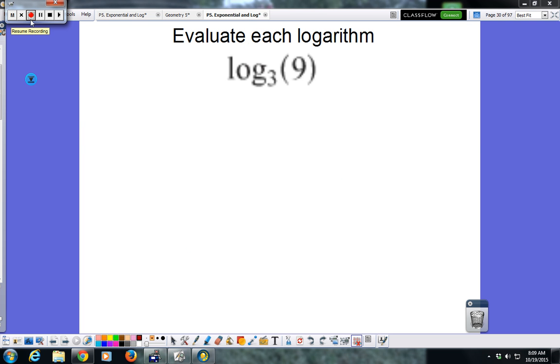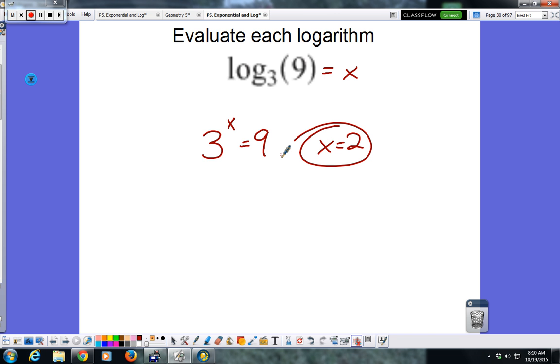Evaluate each log. Log base 3 of 9. If you need to, write that it equals x, and simply change its form. The base of a logarithm is the same thing as the base of the exponent. The number on the other side of the equal sign is your exponent. So rewriting this, can you rewrite it for me in exponential form? This is called logarithmic form. 3 to the x power is 9, and he's answered it for us. x is 2. 3 squared is 9, so x must be 2.